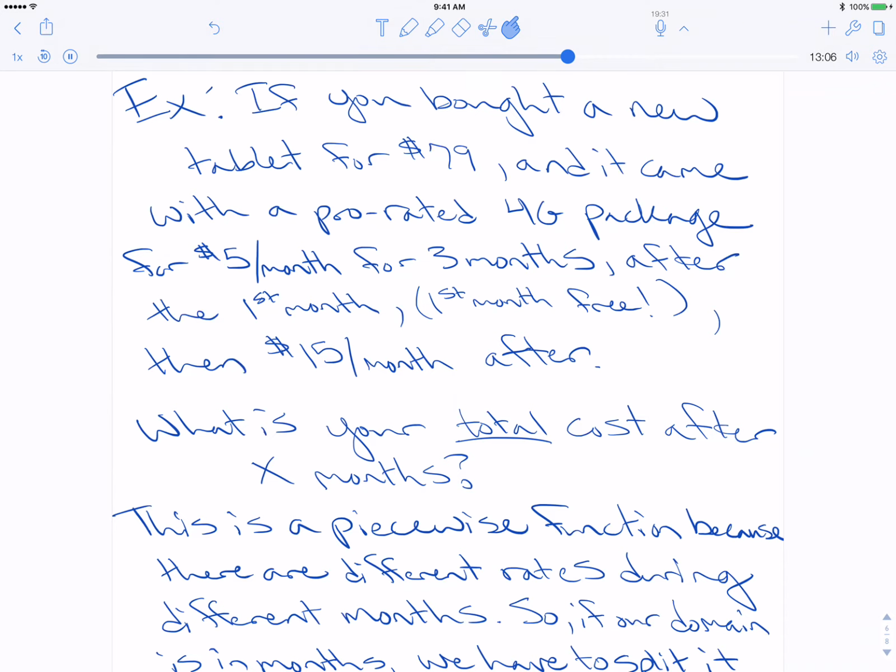If you bought a new tablet and that cost you $79, and it came with a prorated 4G package that was $5 a month for the first 3 months, but that was after the first month, so your first month is free, then it would be no longer prorated after those 4 months had passed, so you would have $15 a month after that. What would be the total cost that you've spent on this tablet and its 4G package after x months? Okay? This is a piecewise function because there are different rates during different months, right?